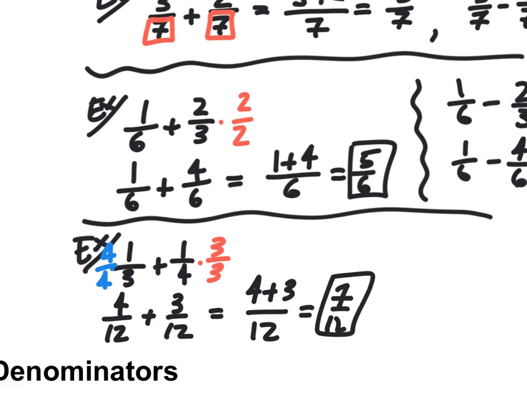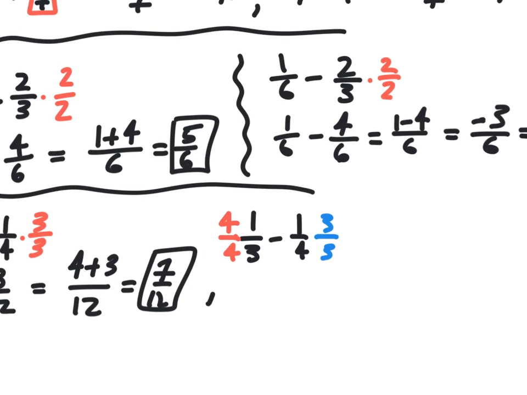Okay, now just for giggles, let's say that we're subtracting these numbers, so let's do 1/3 minus 1/4. Okay, and so same thing. I'm going to multiply this by 4 over 4, and this one by 3 over 3, and that's just going to give me, what's it going to give me?